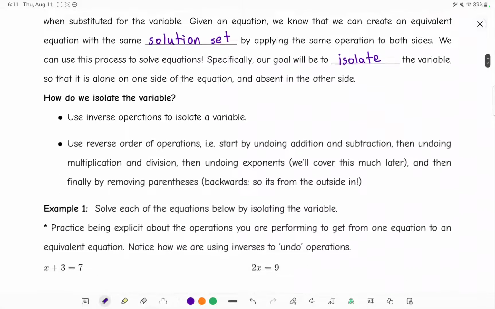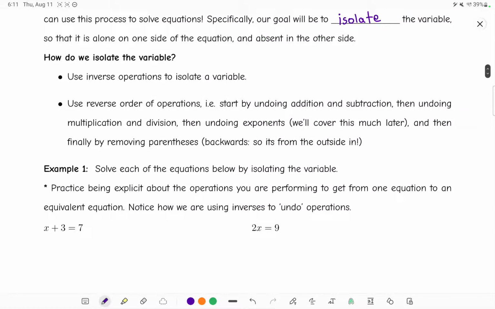So how do we isolate the variable? We use inverse operations to isolate a variable. So if there's addition, the inverse operation is subtraction. If there's division, the inverse operation is multiplication, so on and so forth. And you also use reverse order of operations. So you start by undoing addition and subtraction, then undoing multiplication and division, then undoing exponents. That won't be covered until much later, and then finally by removing parentheses. Backwards, so it's from the outside in.